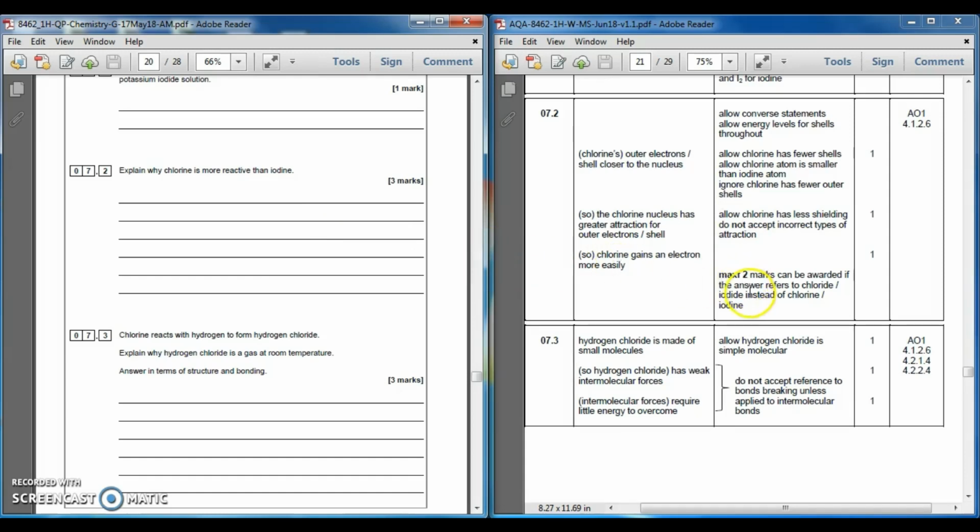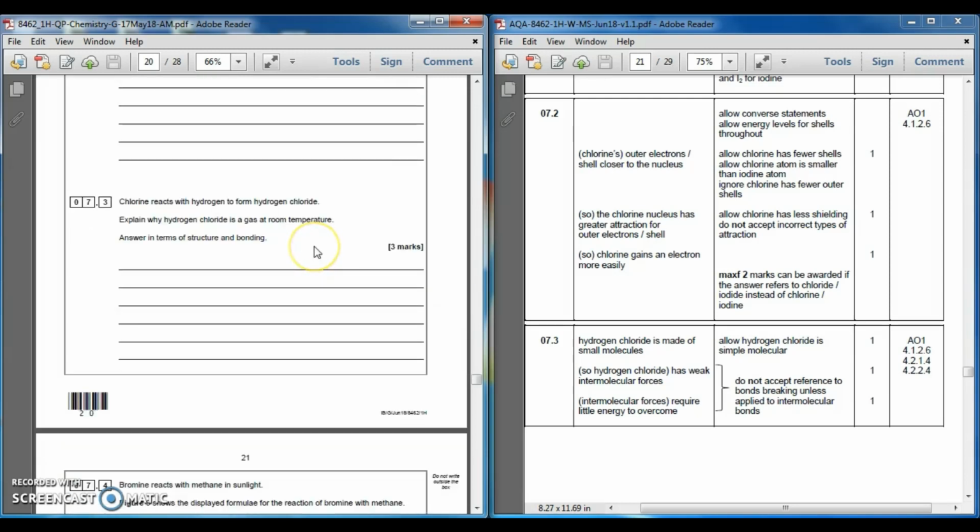Notice it does say over here that you can only get 2 marks out of 3 if you keep talking about chlorine rather than chloride. That is a common mistake. People getting the ides and the enes mixed up. Ides are in the compounds, enes are as the element on their own. Okay, it is a different thing, so I'm not just being pedantic.